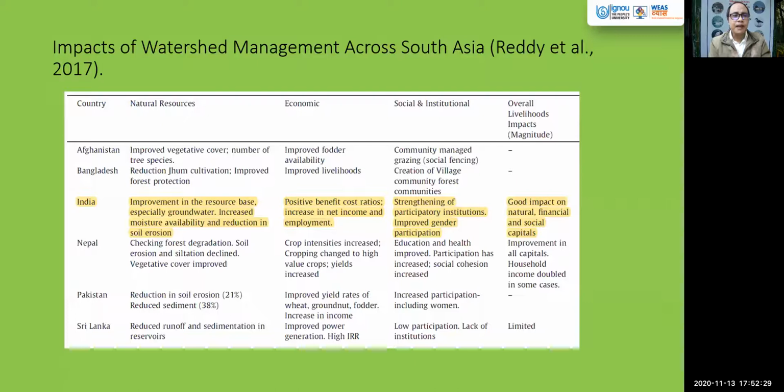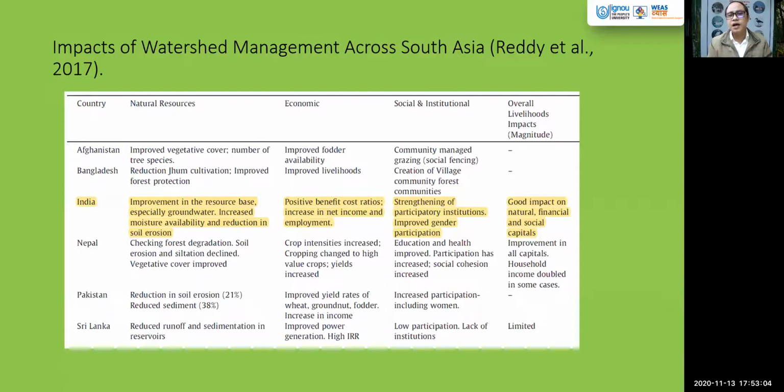The impact of watershed management on the environment pillar: it improves the resource base, especially groundwater increases. It increases moisture availability and reduces soil erosion. That means improving the ecological health of that watershed. If we look into the economic pillar, positive benefit cost ratios, meaning an increase in net income and employment. If you look into social institutional strengthening, there is strengthening of participatory institutions and improved gender participation.